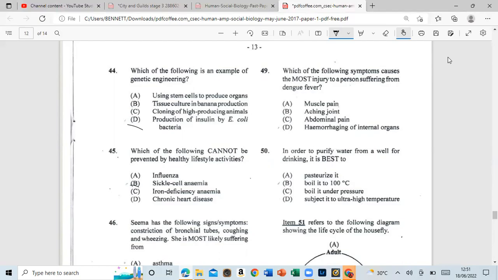Hemorrhaging of the internal organs. And sadly, it's very dangerous.